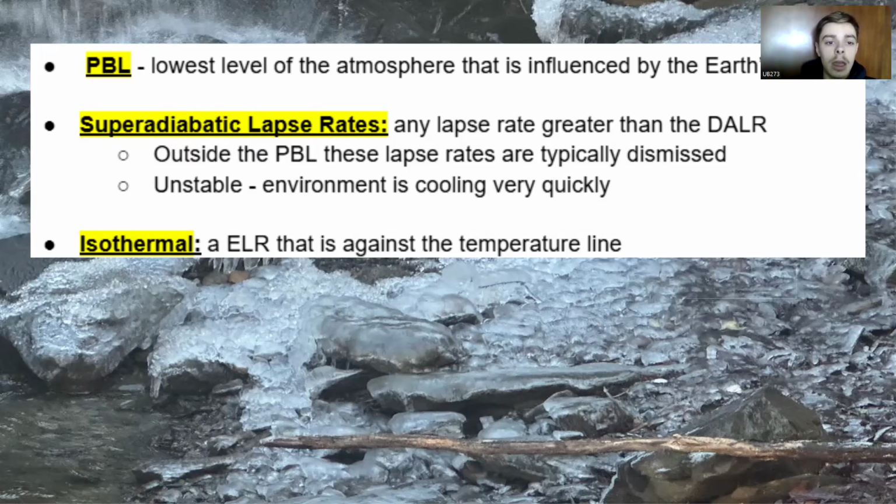We have some rates that are greater than this. Outside of the planetary boundary layer, these lapse rates are typically dismissed, but otherwise, if they are in the layer, we know that we have an unstable situation, because the environmental lapse rate is greater than the dry adiabatic lapse rate. So the environment is cooling very quickly. And if we have a situation that's isothermal, the environmental lapse rate is exactly along a temperature line.